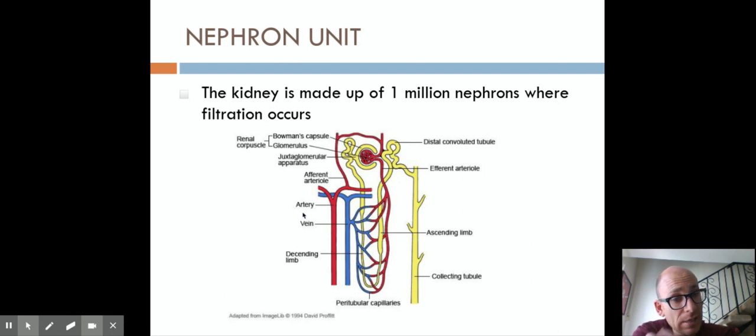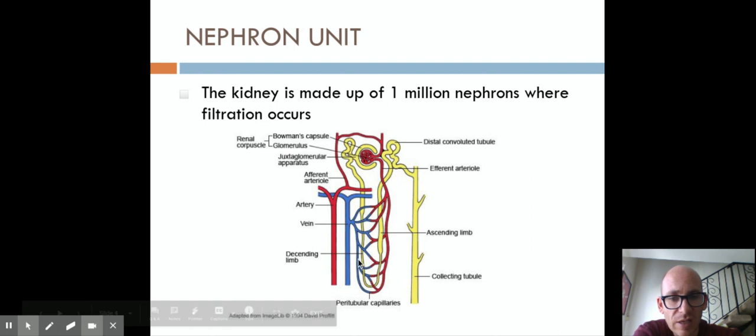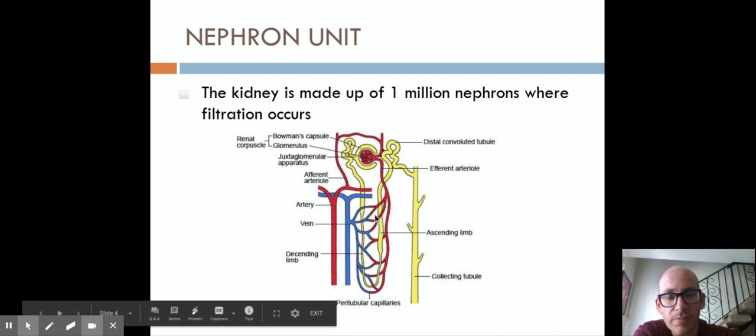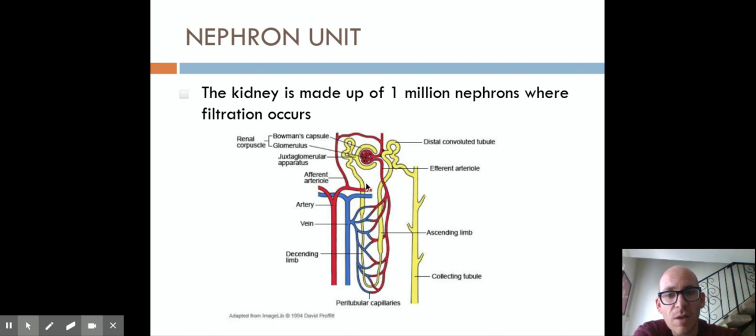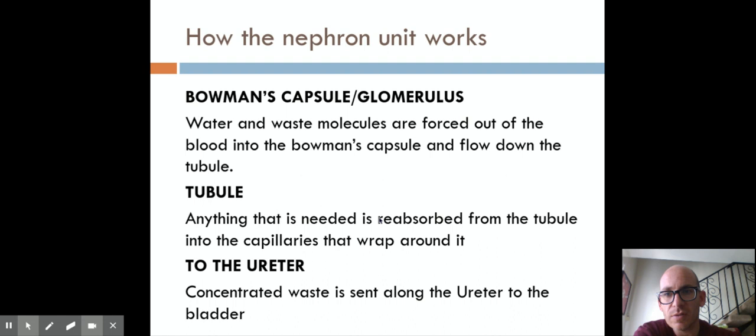The whole point of this is lots of stuff gets forced out into the tube, and then it's reabsorbed back into the bloodstream in the loop at the bottom. So everything gets, not everything, but a lot gets pushed out, and then some of it is reabsorbed. And this is how we control how much water and sugar and protein we choose to get rid of. It's basically we push everything out and then we take back what we need. Okay, so let's go and have a look at the definitions.